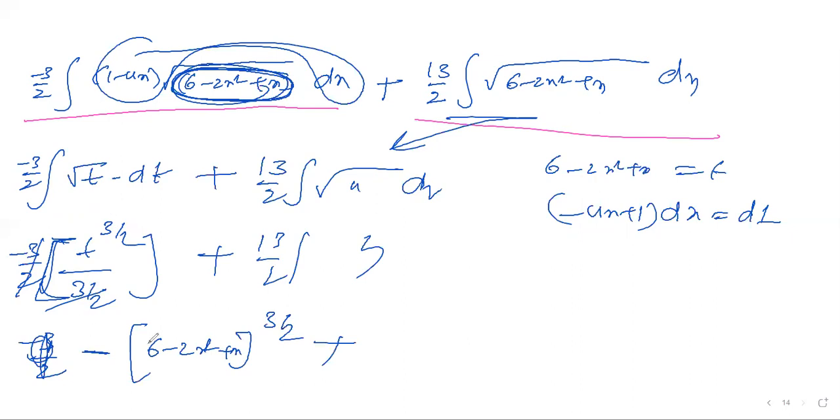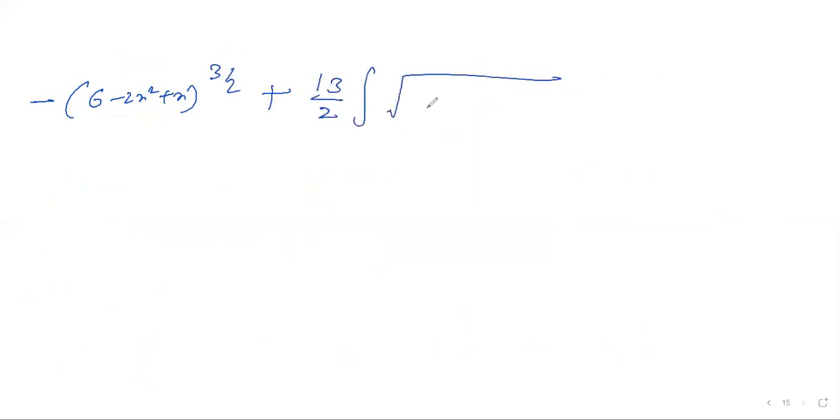This 50% of the question is done. Now the rest of the question is there: 13 by 2 under root of 6 minus 2x square plus x. I'm turning back, I'm writing on the next page very clearly. What is the final answer? Minus of (6 minus 2x square plus x) whole power 3 by 2 plus 13 by 2 integration under root of 6 minus 2x square plus x into dx. Clear?